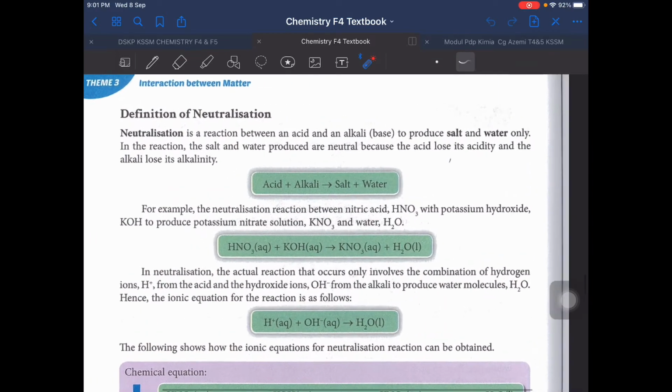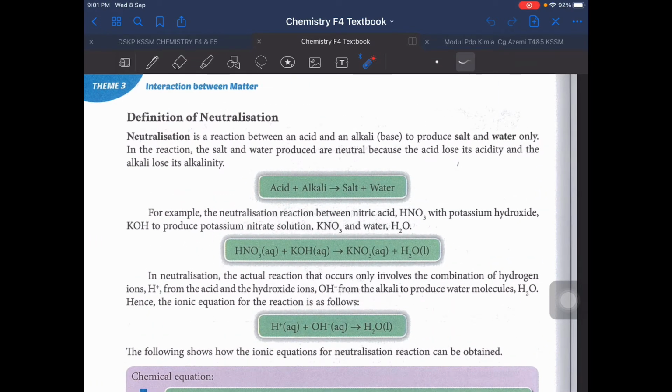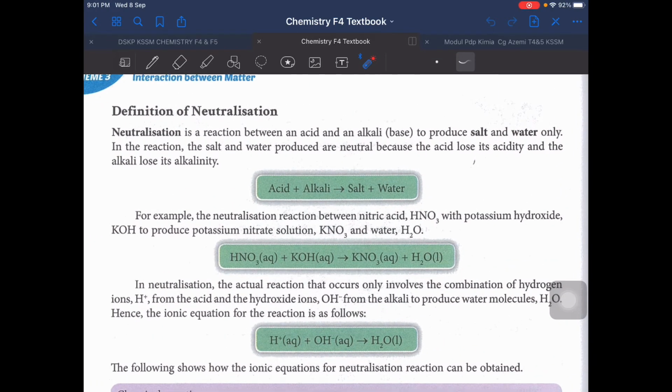Let us look at the definition of neutralization first. What is neutralization? It is a reaction between acid and alkali. Alkali is a base that dissolves in water. To produce salt and water only. Neutralization is a reaction between acid and alkali to produce salt and water only.